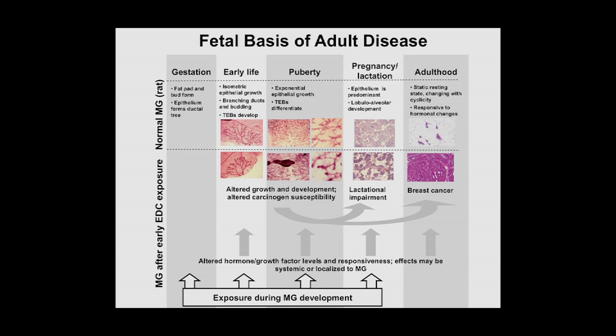And then again, during adulthood, there's a senescence that takes place, a reduction in the lobular portions of the gland that become very immature and respond differently to hormones than they did prior to that time. So all of this taken together shows you that there are some really important times and critical periods in mammary gland development that we're going to be talking about today.